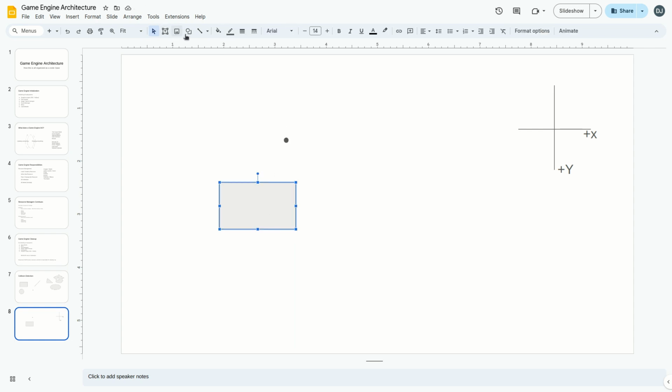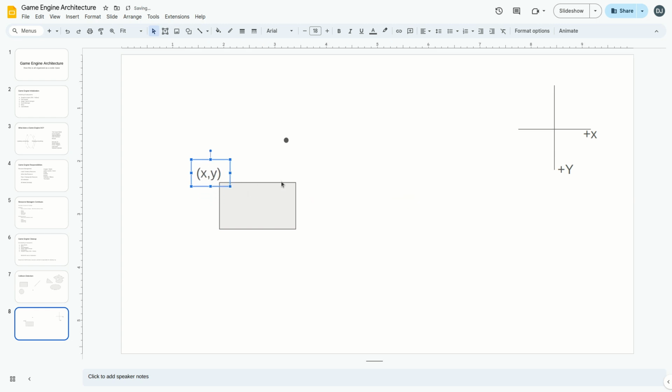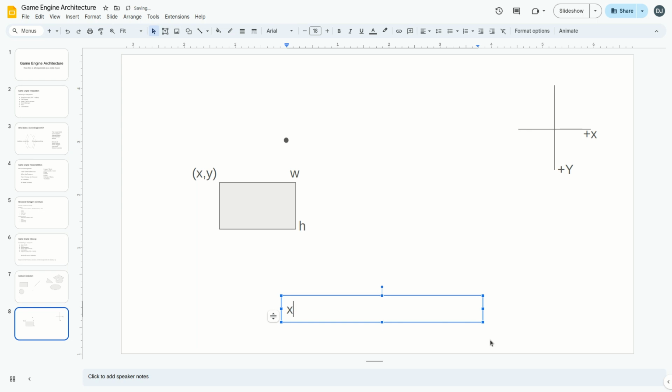So, again, I have a bounding box, and this corner is going to be my xy position in 3D space, or 2D space in this example. So that's my xy, and this is my width, and this is my height. So my bottom coordinate would be specified by x plus width, y plus height.